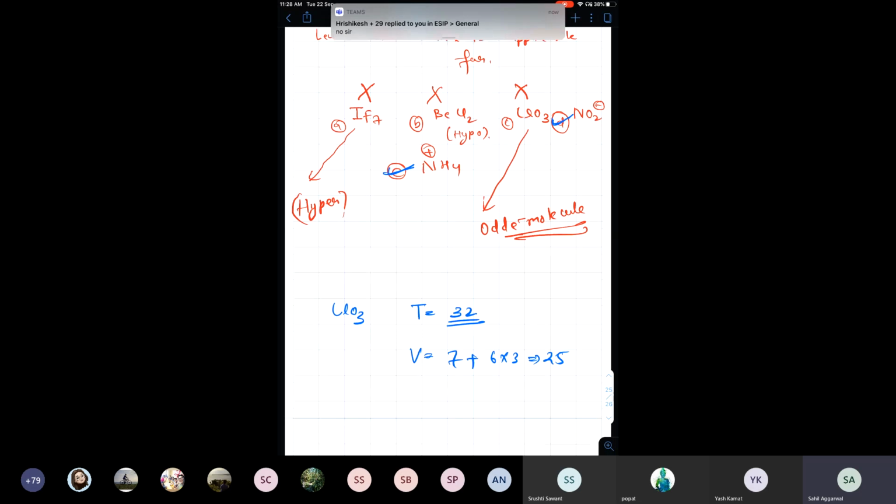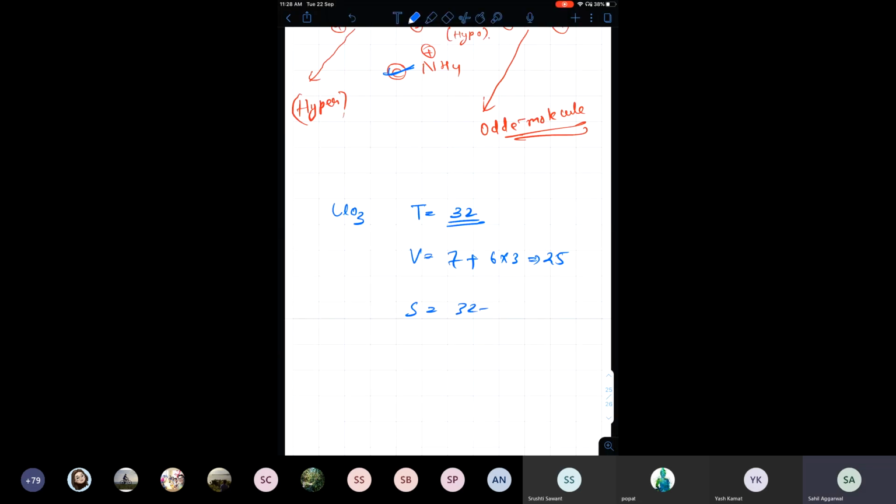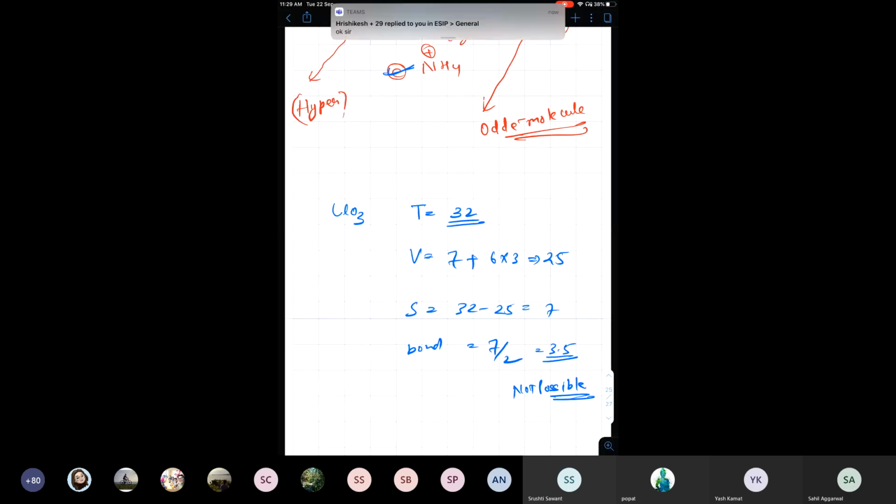Aditya, I'll come to that. Just wait. So S will be 32 minus 25, matlab 7, and bonds will be 7 by 2, matlab 3.5 bonds. That is fractional, not possible. Why is all this happening? Because here we have an odd electron.